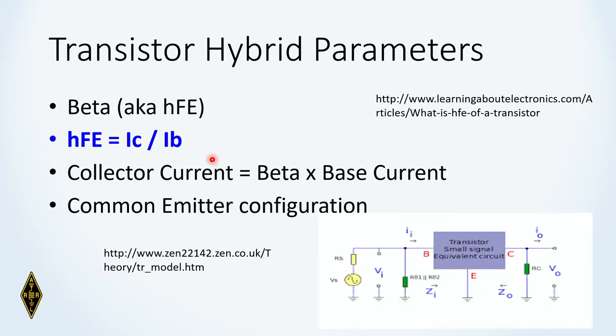And the collector current is the beta times the base current in a common emitter configuration. So here's that transistor again. Here's the emitter being connected directly to ground. Input is coming in on the base, the output going from the collector. So this is beta or HFE.